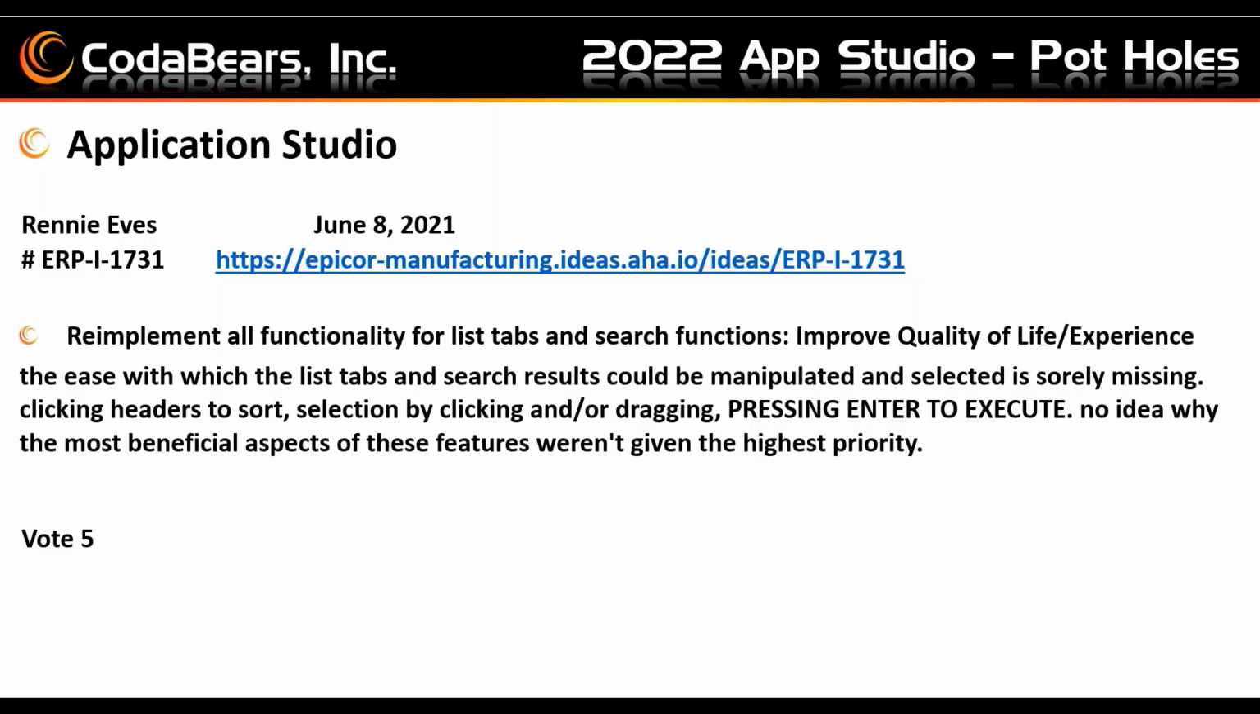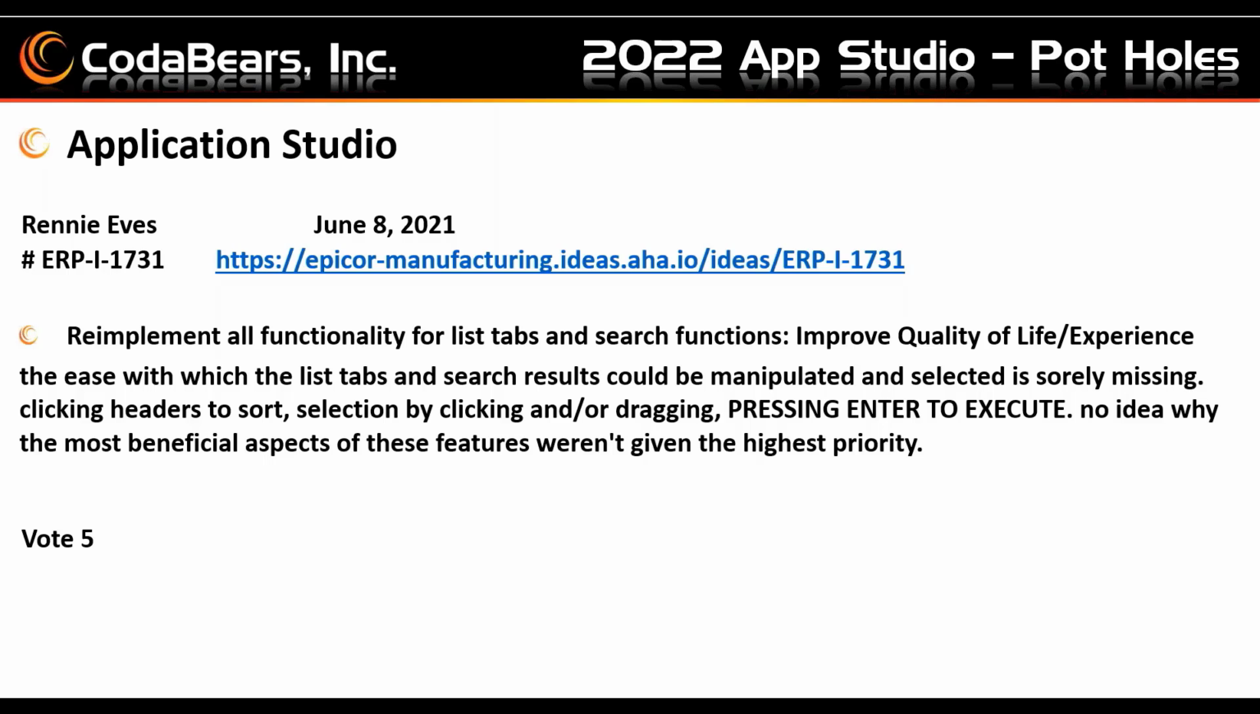Franny Eves put in a request to re-implement all the functionality for list tabs and search functions. Kind of similar to what we had back in the Classic, but it's really missing here in the Kinetic. Even just pressing enter to execute, enter is not the default on most of the tabs now. So when you're moving around App Studio, just starting typing, when you hit enter, it's not the search button or the OK button that kicks off. You need to go click on the button for it to activate.